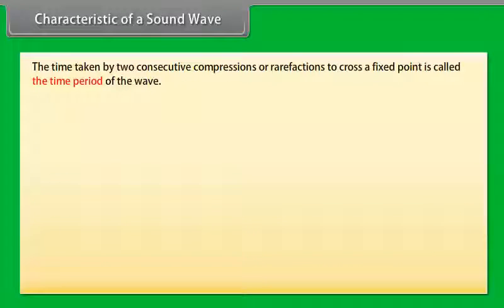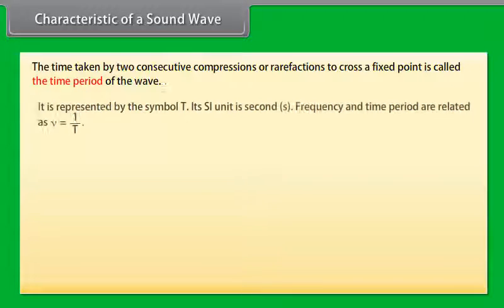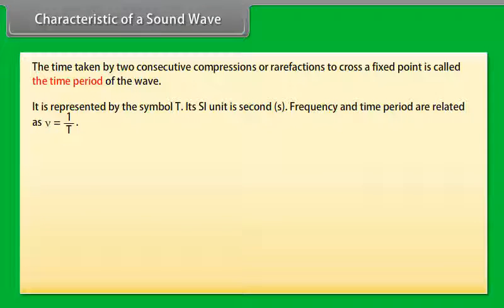The time taken by two consecutive compressions or rarefactions to cross a fixed point is called the time period of the wave. It is represented by the symbol T. Its SI unit is second. Frequency and time period are related as nu is equal to 1 upon T.